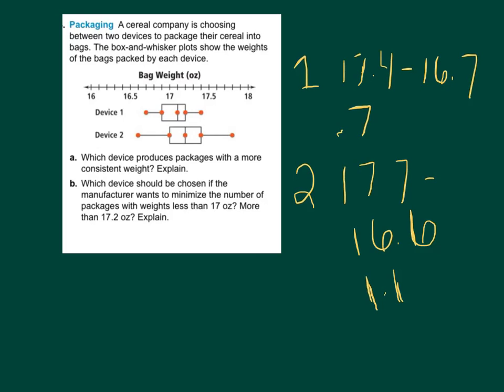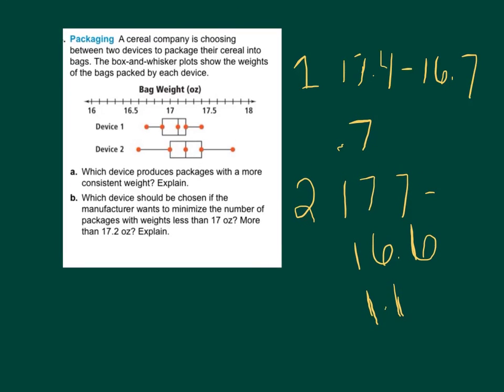B asks which device should be chosen if the manufacturer wants to minimize the number of packages that weigh less than 17 ounces. Okay, so let's take a look at this. So here's 17 ounces on our graph. Okay, now we want to minimize the number of packages under 17 ounces. So you can see device 1 has a whisker. Okay, that's 25% of the data. And it also has part of the box, which is part of another 25% of the data. So it has over 25% of its packaging less than 17 ounces.